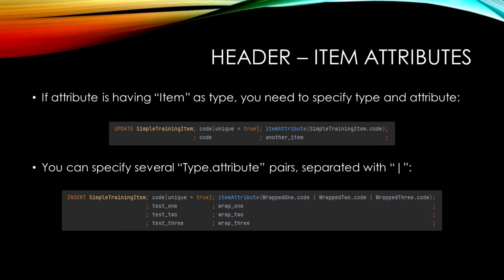An attribute can have generic item as a type. In this case, you have to specify type together with the attribute, as I did with SimpleTrainingItem.code. You can provide several attributes separated with a vertical bar.